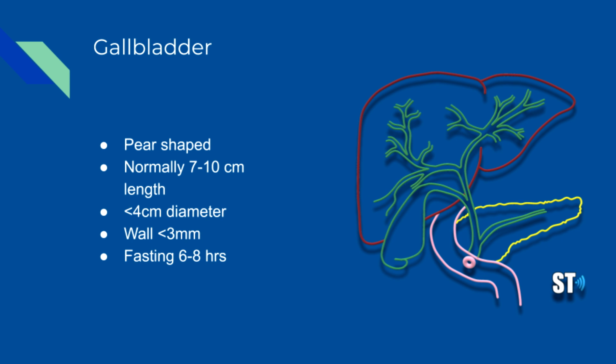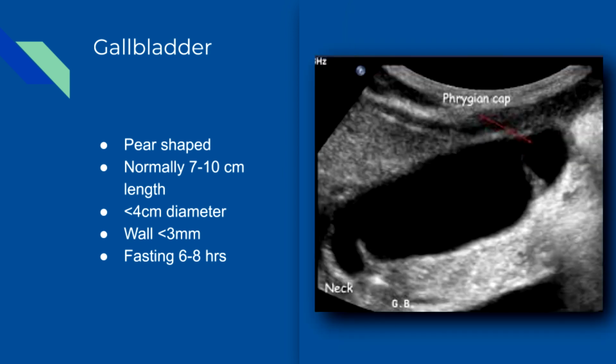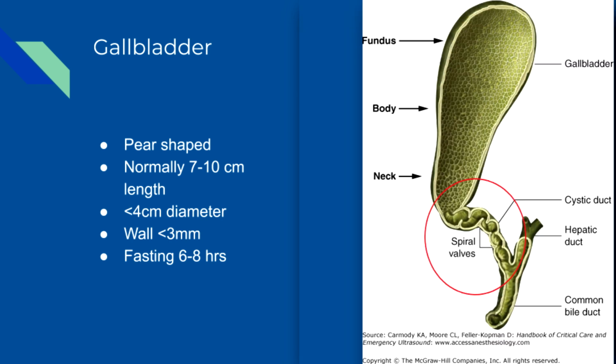The capacity is usually 50 milliliters or 1.8 ounces of bile. The gallbladder is divided into neck, body, and fundus. A pouch in the fundus, known as the Phrygian cap. A pouch in the neck, called Hartmann's pouch. And mucosal projections in the cystic duct, known as the spiral valves of Heister, or Heister's valves.